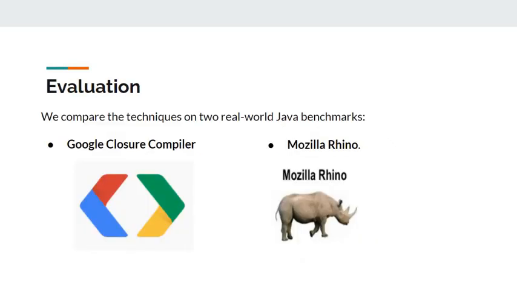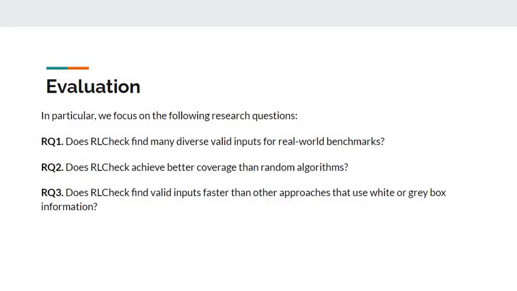So, how are we going to evaluate the success of our project? We will use real-world benchmarks such as Google Closure Compiler and Mozilla Rhino. In particular, we focus on the following research questions. Does RLCheck find many diverse valid inputs for real-world benchmarks? Does RLCheck achieve better coverage than random algorithms when the input constraints are strict? Does RLCheck find valid inputs faster than other approaches that use white or gray box information?